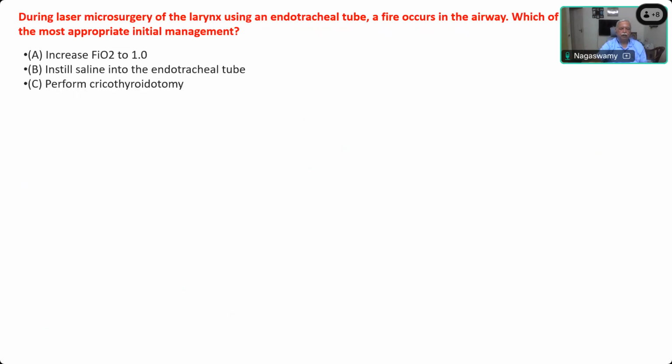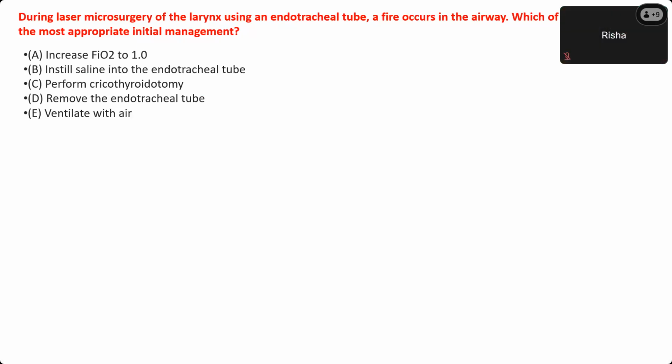During laser microsurgery of the larynx using an endotracheal tube, a fire occurs in the airway. Which of the following is the most appropriate initial management? Increase FiO2 to 1, instill saline into the endotracheal tube, perform cricothyroidotomy, remove the endotracheal tube, ventilate with air. Remove ignition source. Very good. Remove endotracheal tube. The correct answer.